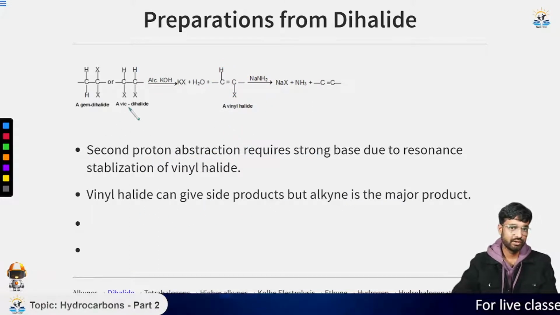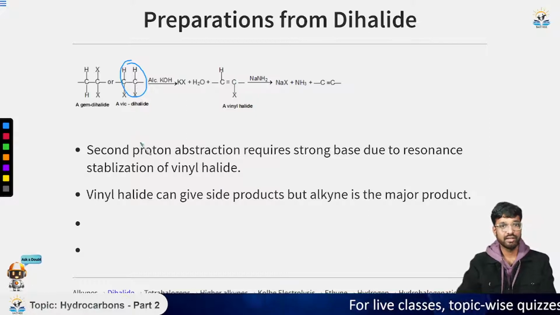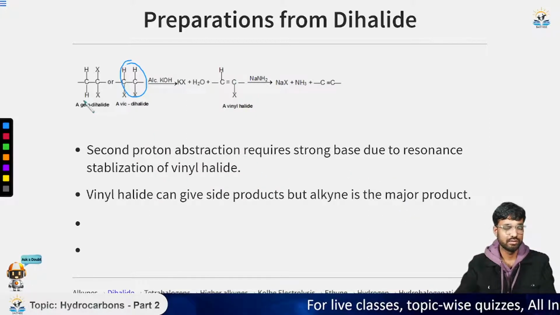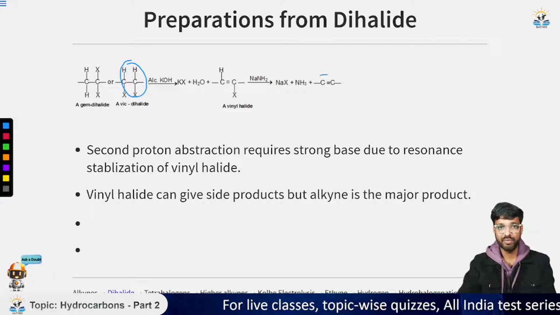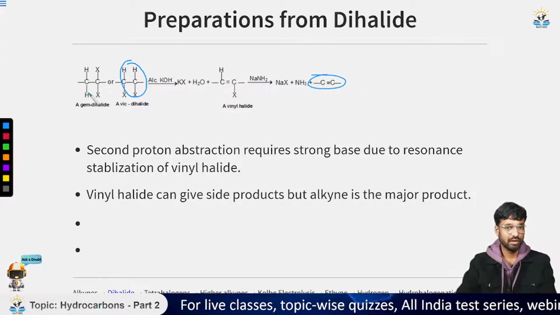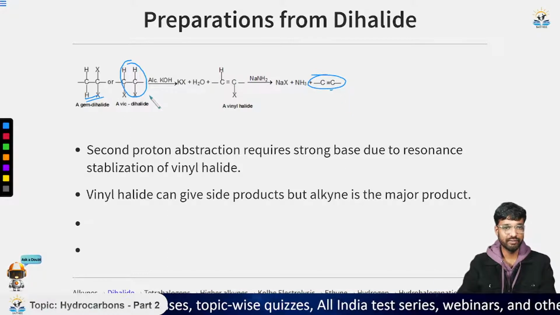Now the second point to look at here is this vic dihalide. This vic dihalide can give more than one product. But this alkyne is the major product here. So this gem dihalide gives only one product, that is alkyne, but this vic dihalide can give two products.